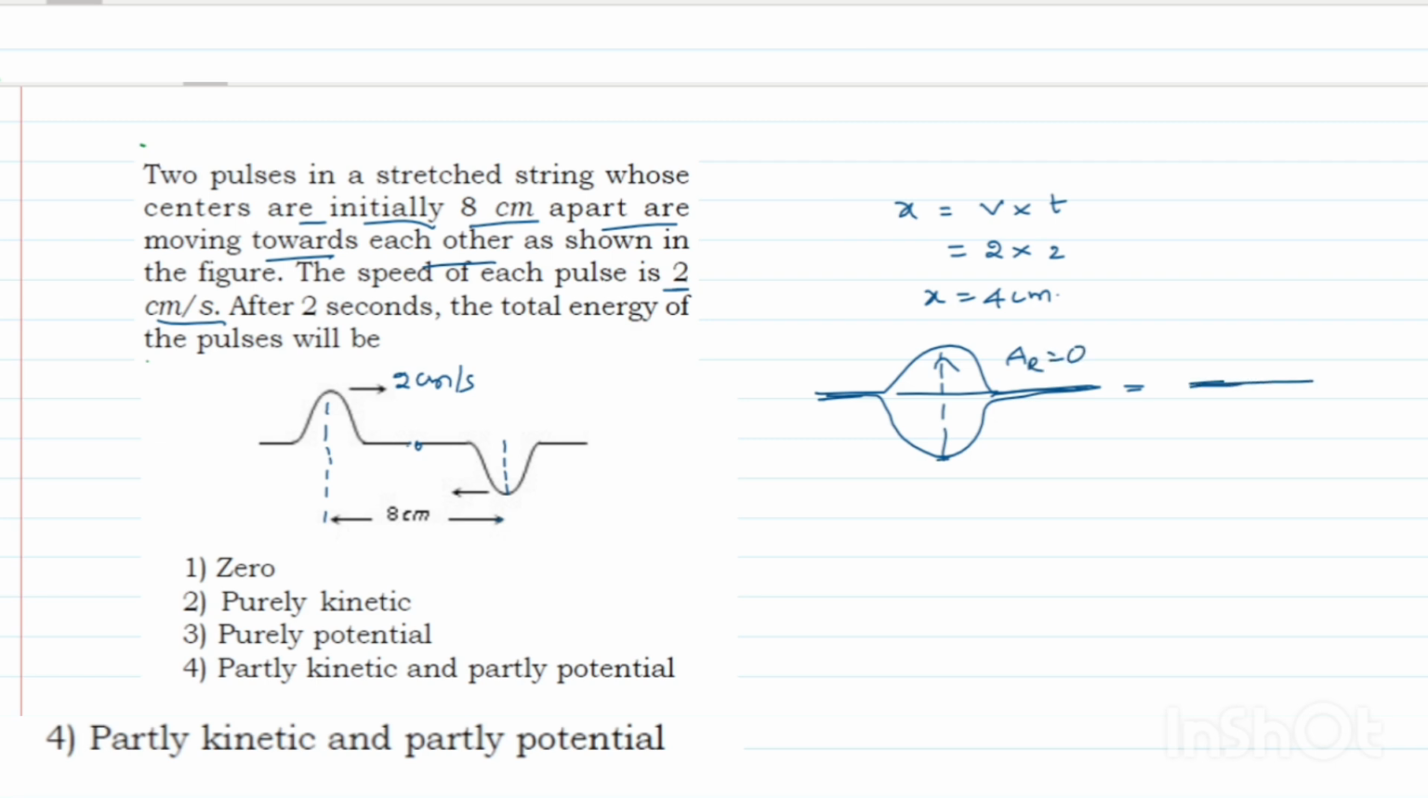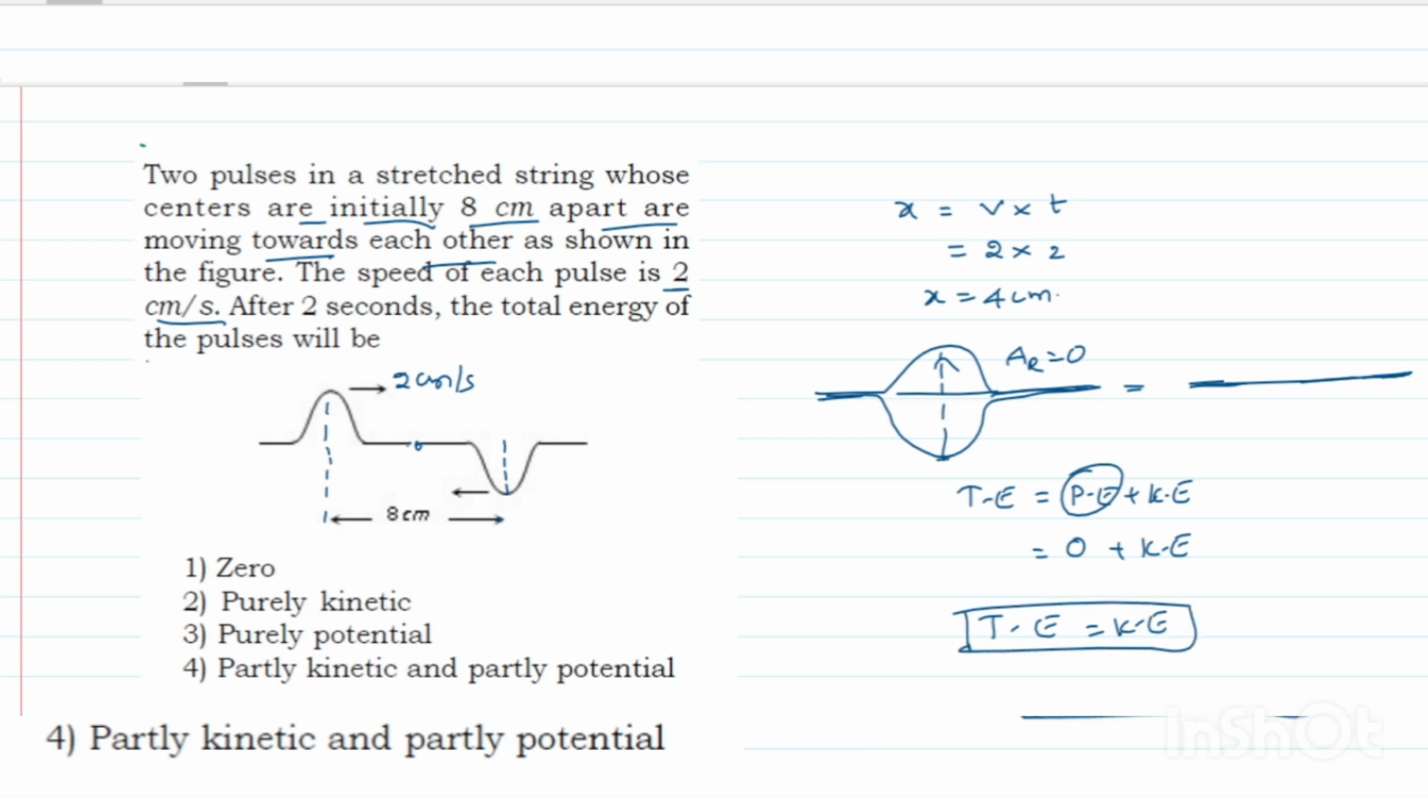So here you won't get any potential energy or elastic potential energy for the wire. Why? Because the net resultant amplitude will be 0. Generally, the total energy they are asking is nothing but potential energy plus kinetic energy. So the potential energy here will be 0, and the string will have only kinetic energy. Total energy is nothing but kinetic energy.